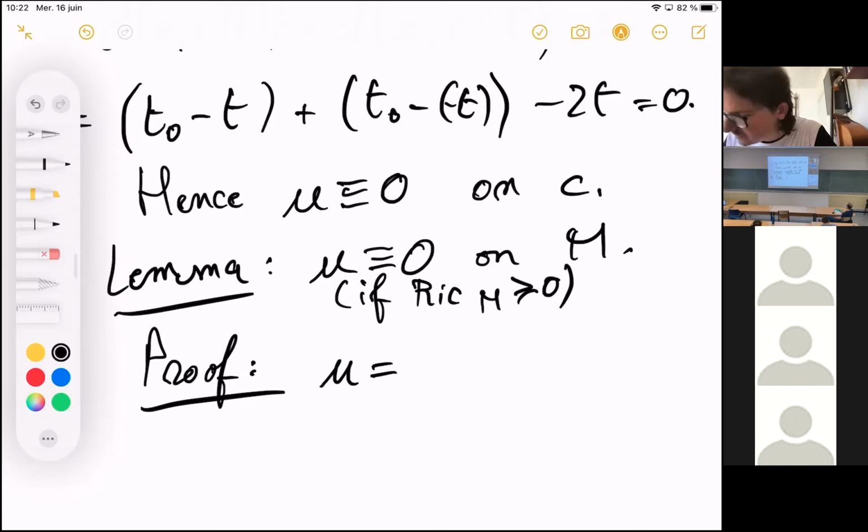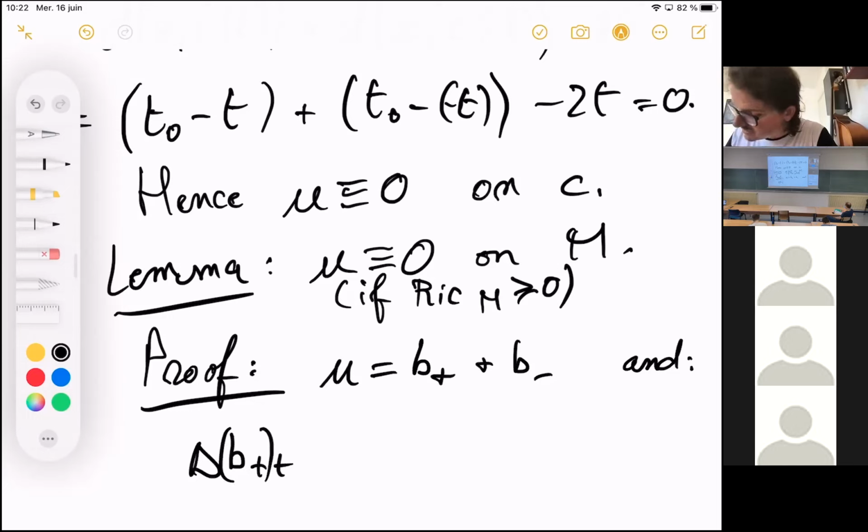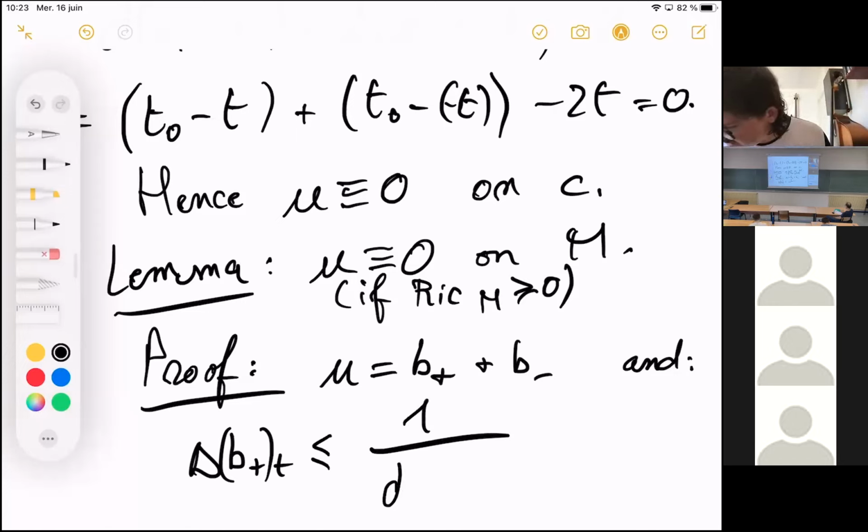Recall that u is equal to b plus plus b minus, and so the Laplacian of b plus... I have to be careful with my pluses and my t. If I take b plus of t to be a Busemann function at a finite scale before I take the limit, we saw that it was less than, not 1, but n minus 1.